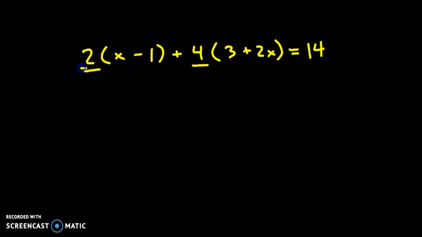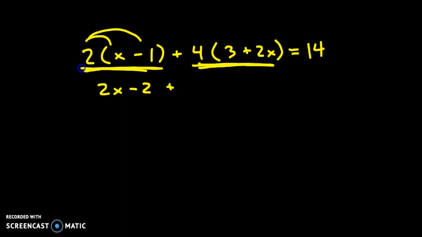All right, so just this first term here, I can distribute my 2 inside, so 2x minus 2. And that is being added to this second chunk, which I can also distribute. So 4 times 3 is 12. 4 times 2x is 8x. Equals 14. That looks better, but we still have a lot of pieces here on the left side.